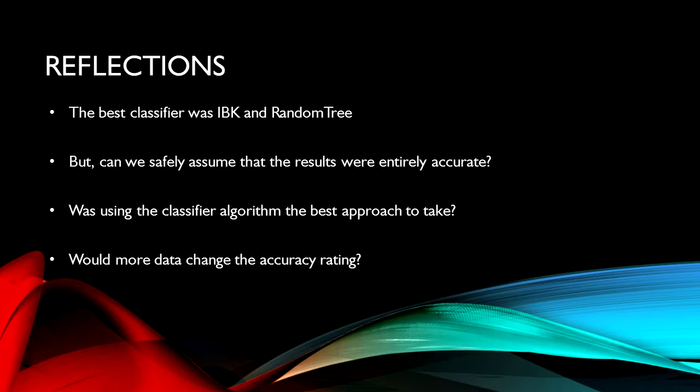Finally, the reflections. The best classifier was IBK and random tree. They both gave the same results, given a total of above 95%. In some classifiers, the confusion matrix was quite difficult to decode. For example, naive Bayes. This could have been due to the amount of data. However, it also proved to be useful in bringing down the classifier's accuracy for classifying each class in the dataset. Furthermore, can we assume that the results were entirely accurate? We could have used a different algorithm or a different feature to test the results against each other. Also, would adding or removing data change the accuracy rating?